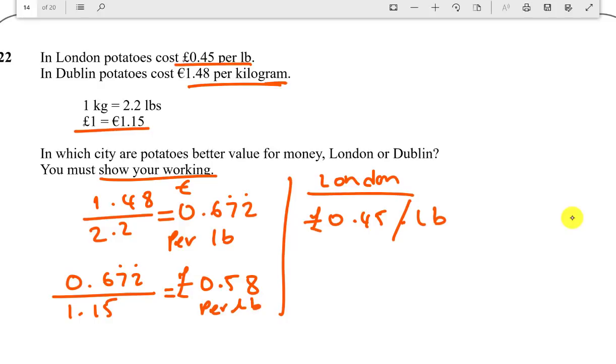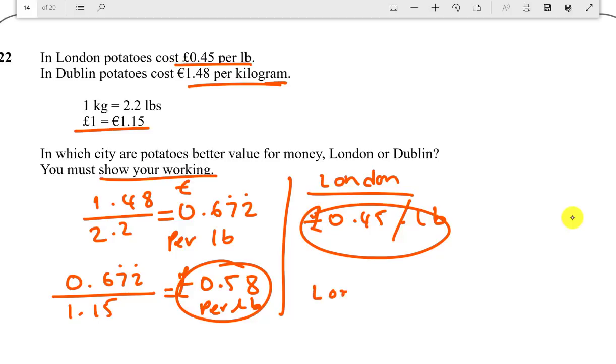So now we can compare them. We got both into our British currency in pound sterling, so we can say London has a better value of potatoes. So if you ever go to London, buy some potatoes. So for London, you need to write your final conclusion: London is better value for potatoes.